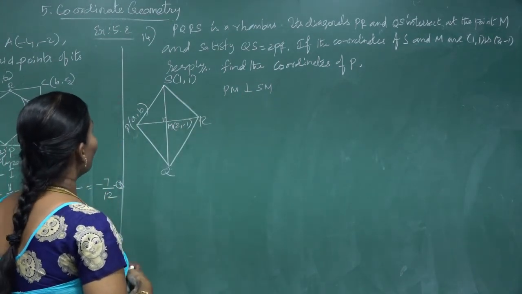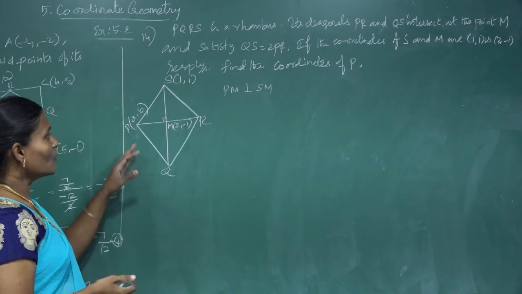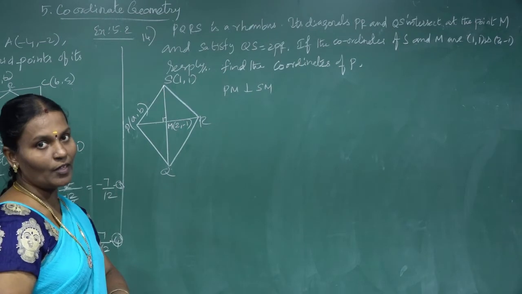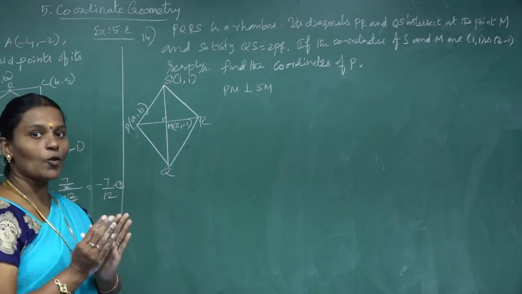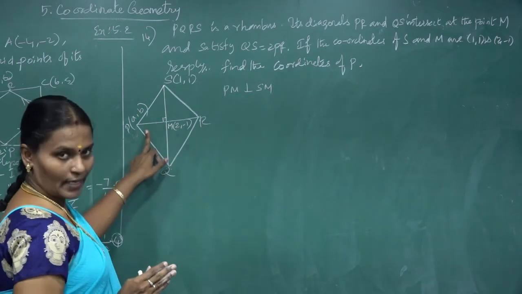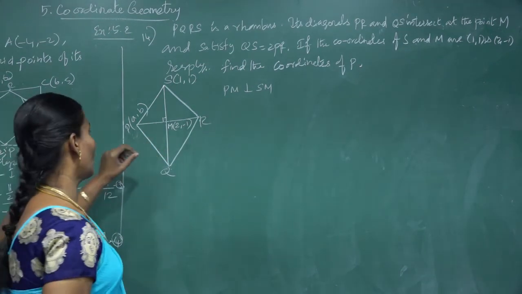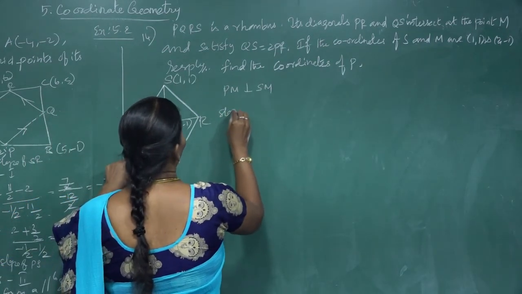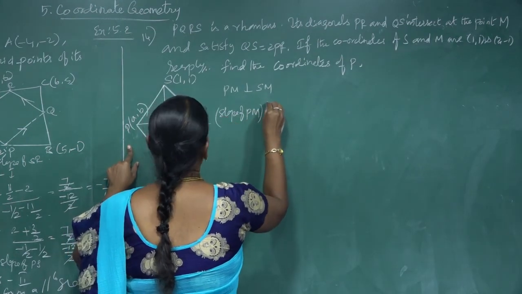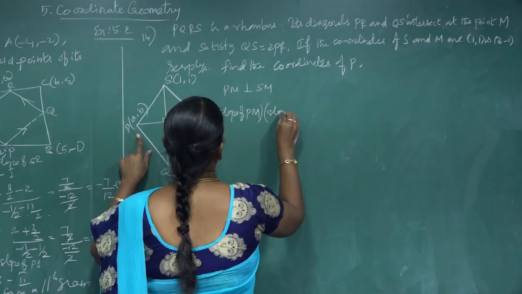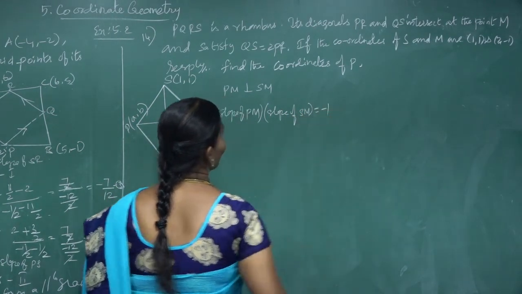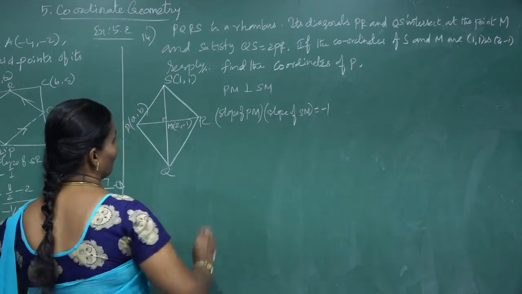Okay, so the two are perpendiculars means you know that the slopes m1 into m2 is equal to minus 1. If the two lines are perpendicular, what is the slope condition? The m1 into m2 is equal to minus 1. So now you take that condition. Slope of PM multiplied by slope of SM is equal to minus 1. Am I correct, children?